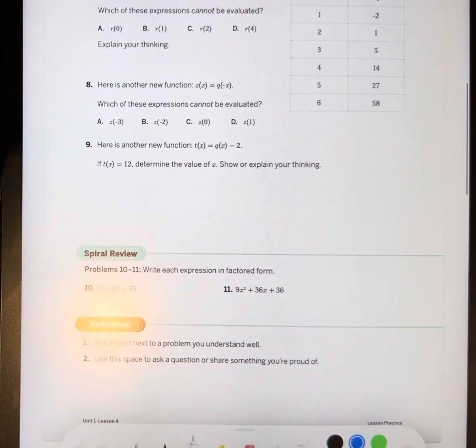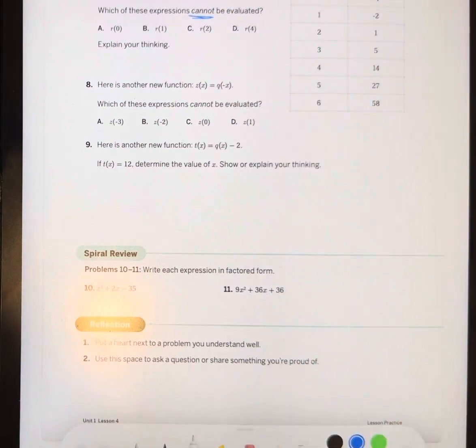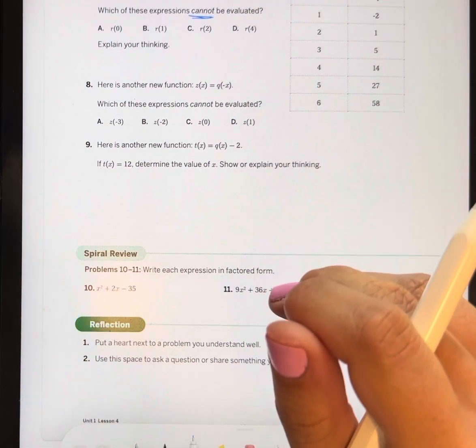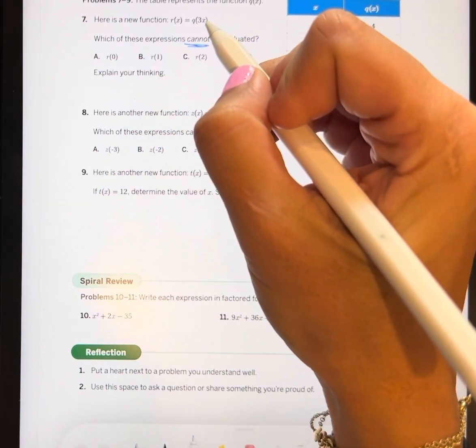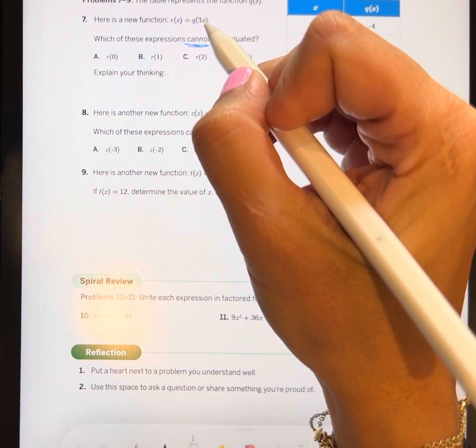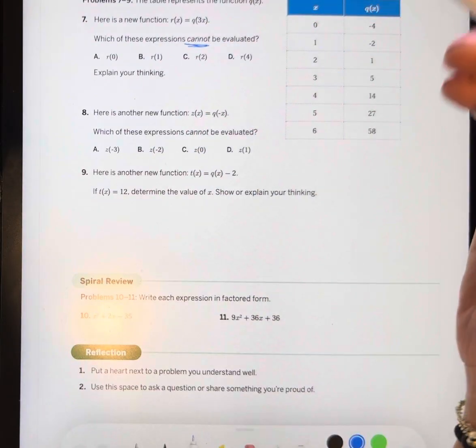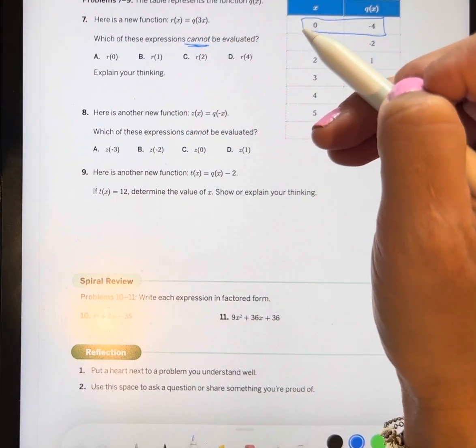All right, let's keep it going. We only have a couple left. New function, r of x equals q of 3x. Which of the following expressions cannot be evaluated? Well, let's see. R of 0. If I plug in 0 for x, I get q of 0. And I can totally find q of 0.